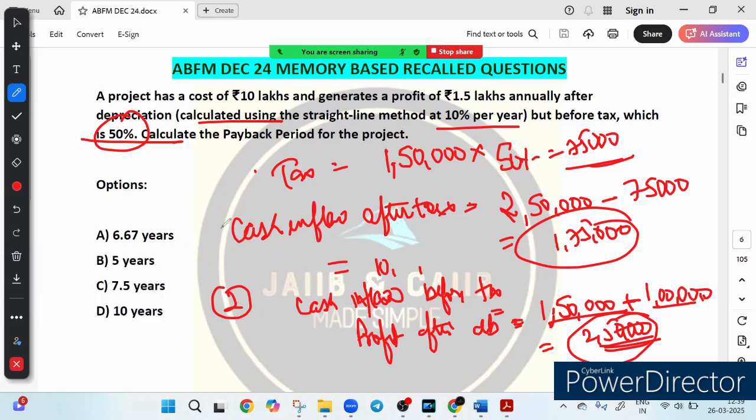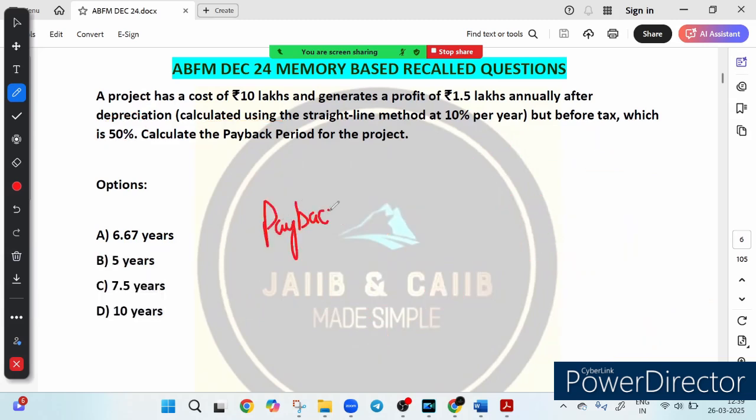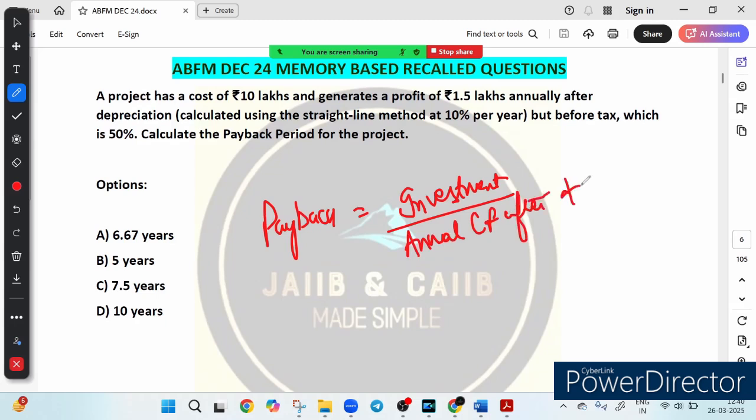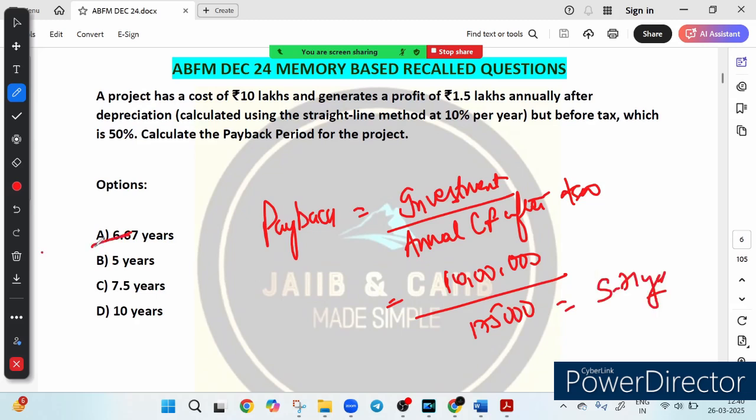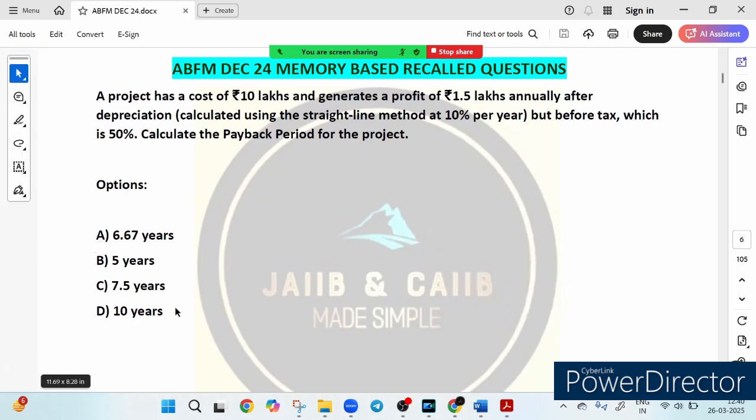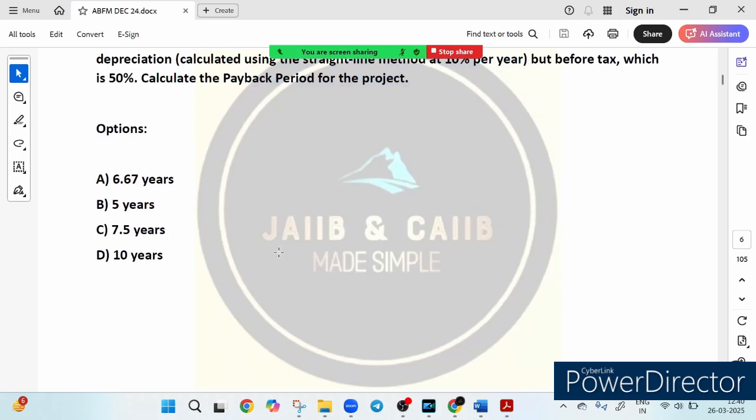Now we have to calculate the payback period. So what is the formula for payback period? The formula for payback period is simple. We just write investment in the numerator, and the annual cash inflow after tax in the denominator. In this case, investment is how much? 10 lakh. So 10 lakh divided by 1,75,000. If you do the calculation, it will be near about 5.71 years. So obviously option A, 5.7, is the answer, right? So the payback period will be 5.71 years. I hope that makes sense to you. This is how we calculate the payback period in the easiest way possible.